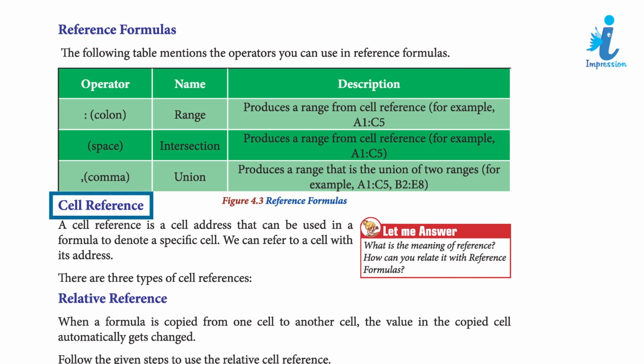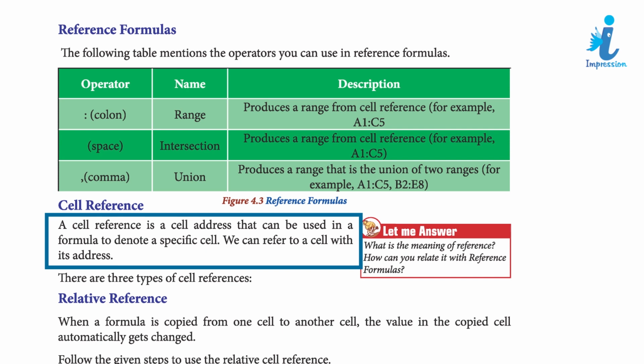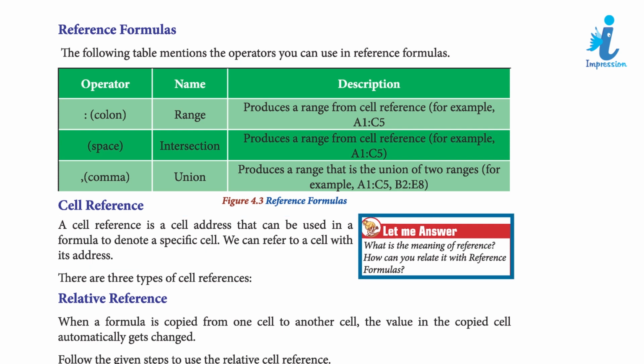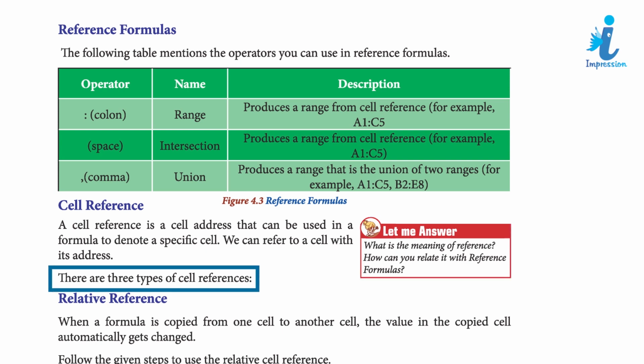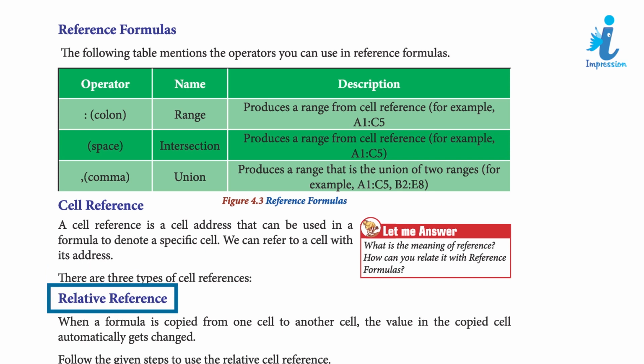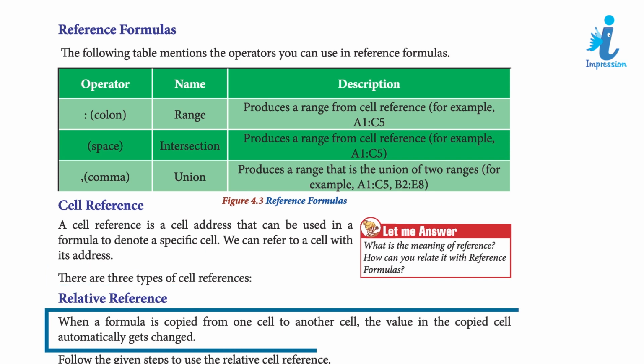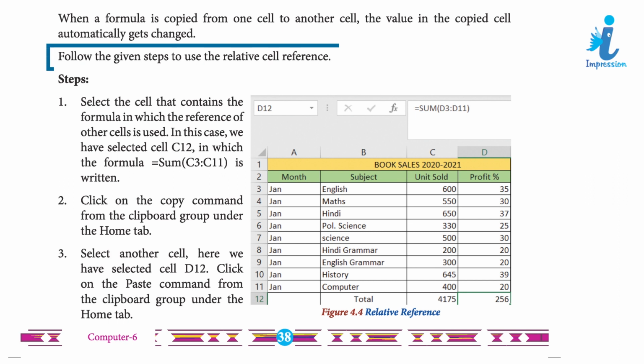Cell reference. A cell reference is a cell address that can be used in a formula to denote a specific cell. We can refer to a cell with its address. Let me answer: what is the meaning of reference? How can you relate it with reference formula? There are 3 types of cell references. Relative reference. When a formula is copied from one cell to another cell, the value it is copied to automatically gets changed.